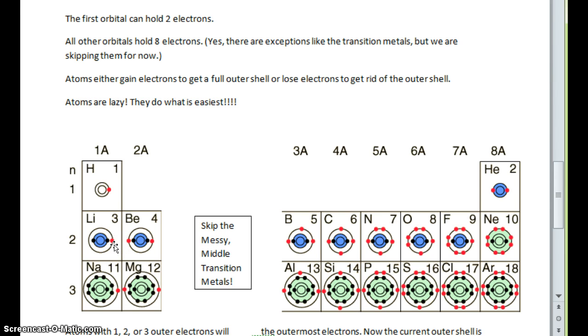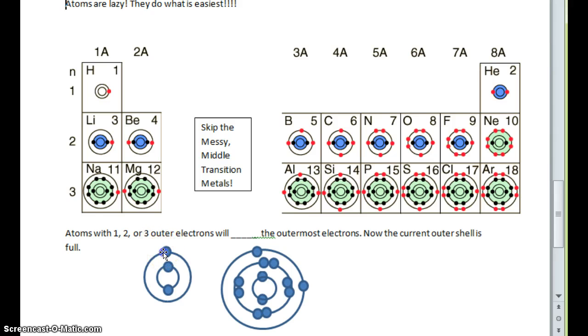Well, lithium doesn't want that to happen. Lithium basically says, okay, in order to fill this shell, I would need a total of 8, so I would need 7 more. That is way too much work. It's a lot easier to take this electron and give it to somebody else. Since there are no electrons left in the second shell, the first shell is now the outer shell. And look, it's full because the first shell only needs 2 to be full. So that's how, by losing an electron, it has a full outer shell.